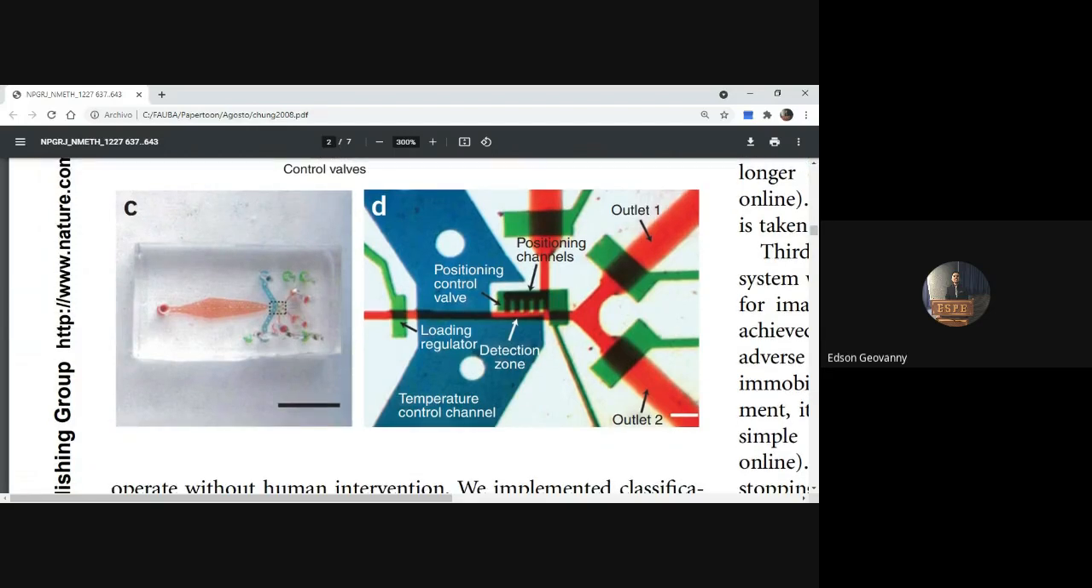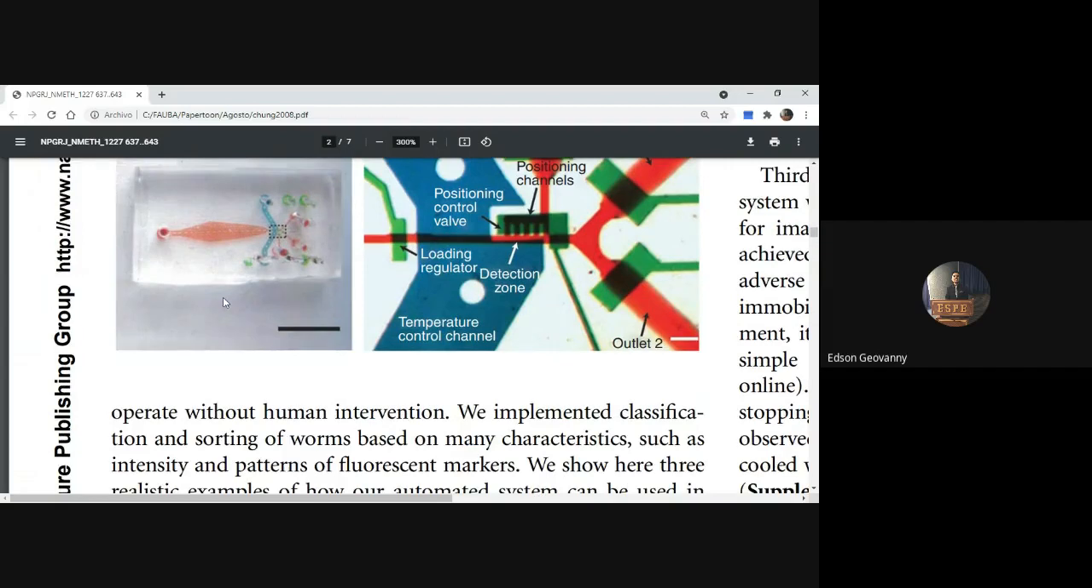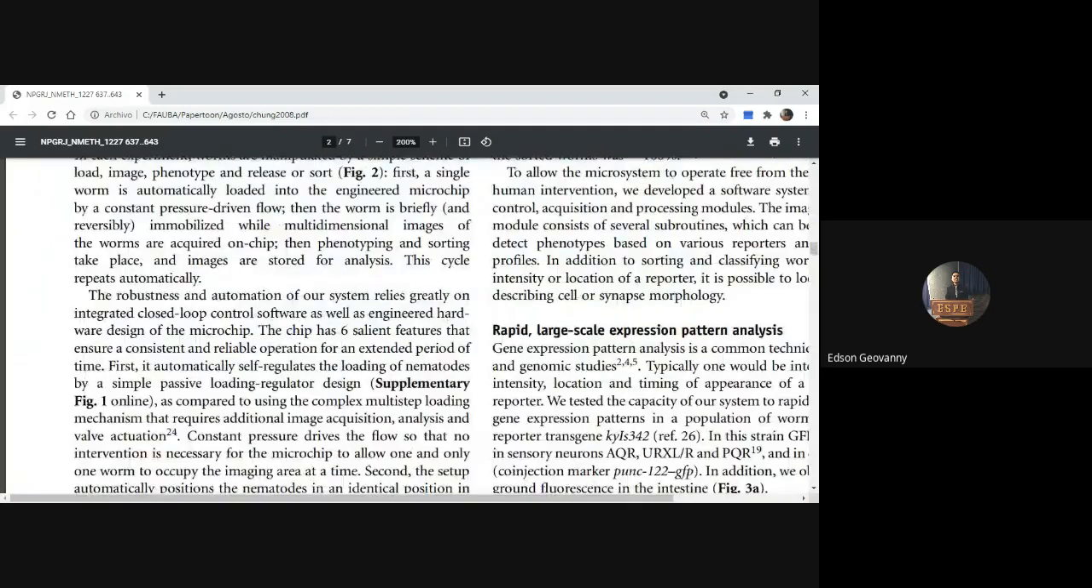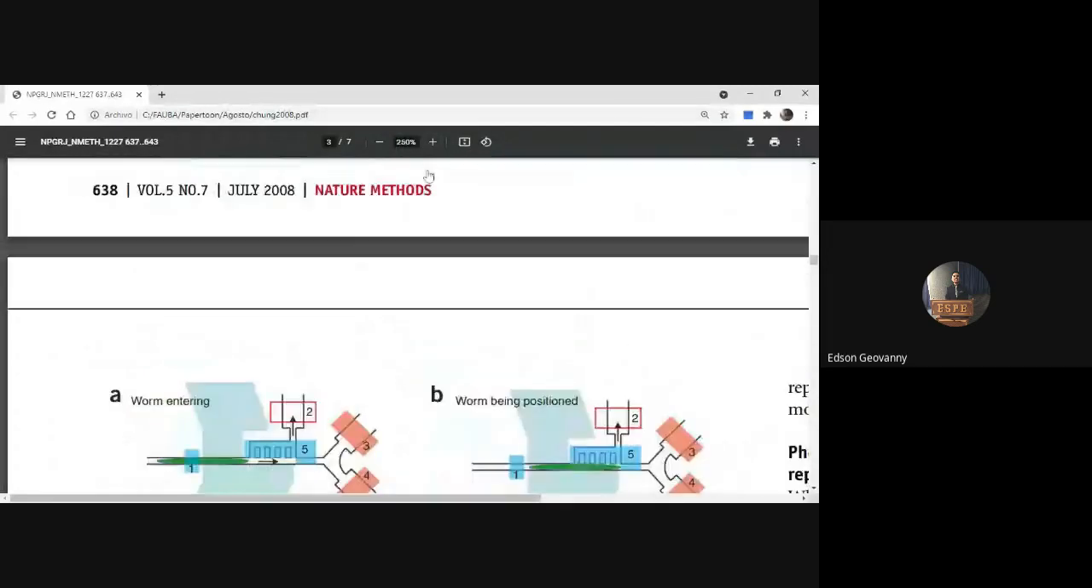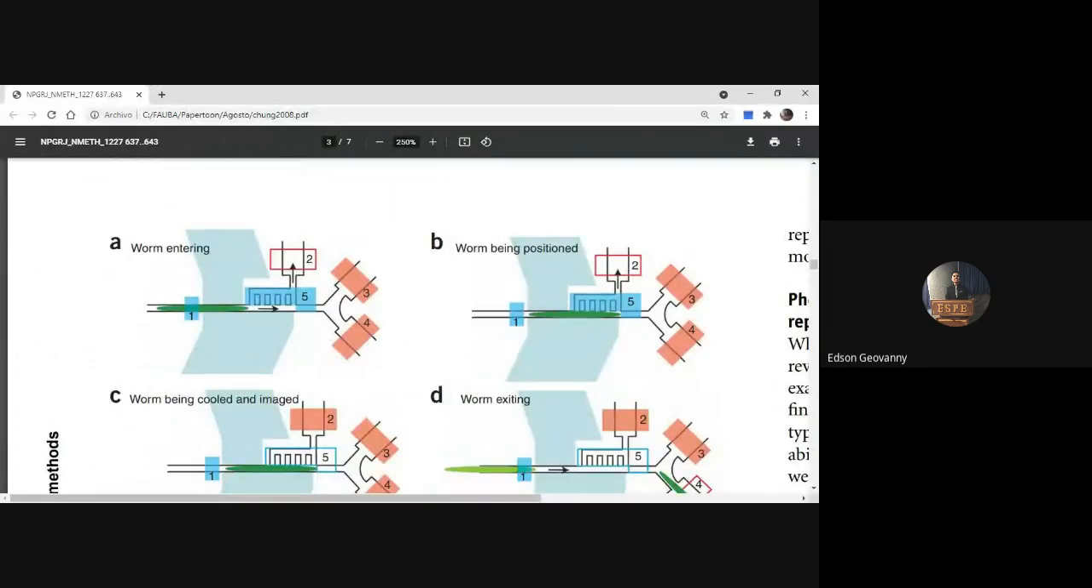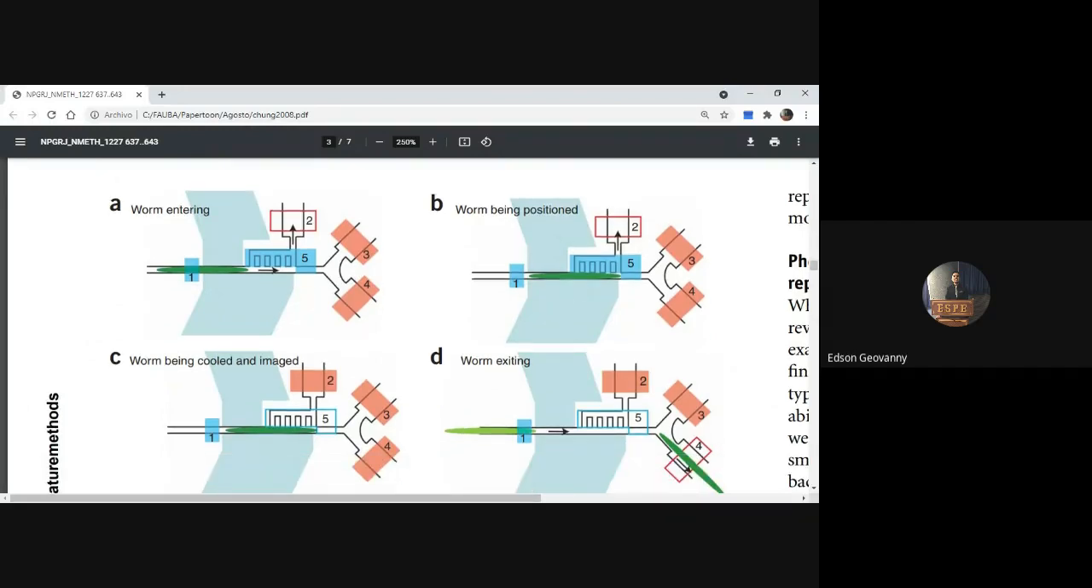Nematode loading is first regulated by a simple regulation design compared to using a full load. In this part, the design of the system for rapid microscopy allows the worms to be manipulated by a simple loading scheme for phenotyping.